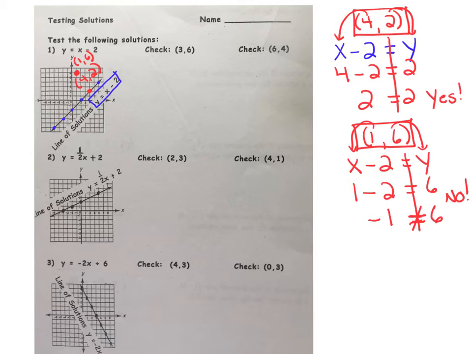So that's what you're going to be doing today. You're going to be testing solutions. We're going to be looking at several problems together, and then you can complete the rest on your own. Let's start with problem number 2. We've been given the equation y equals 1/2 times x plus 2. Let's test right here and check the point (2, 3).